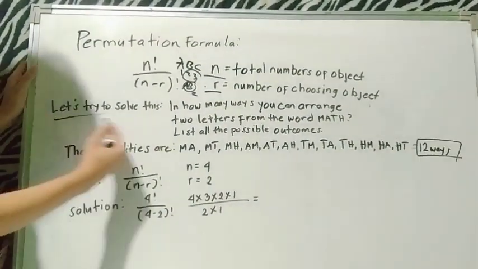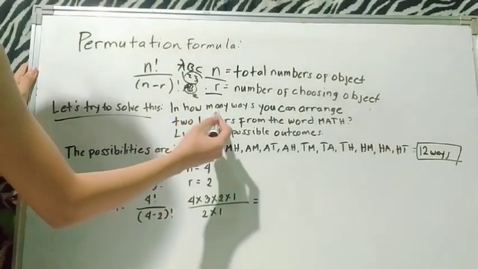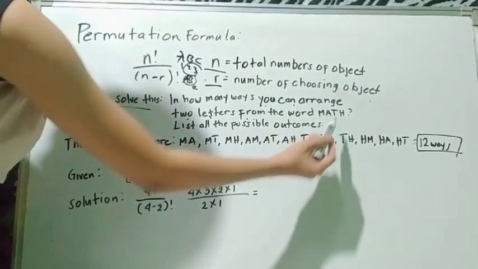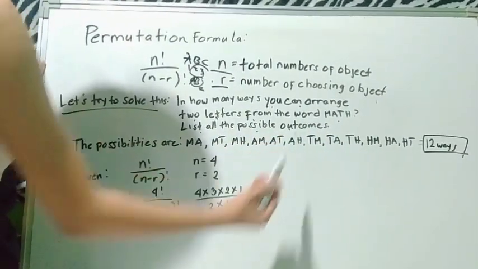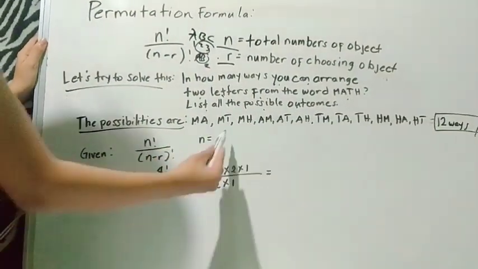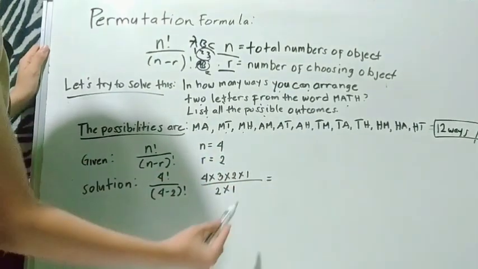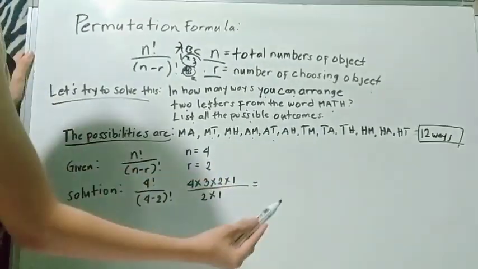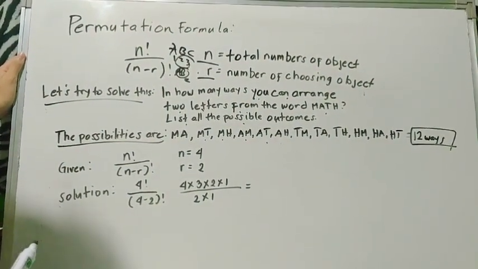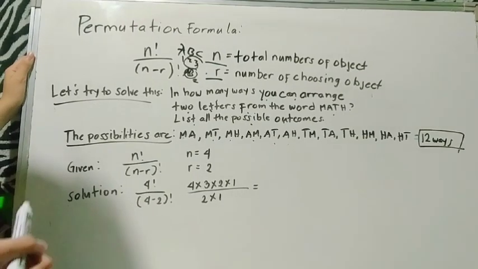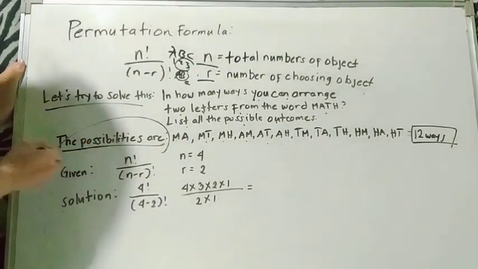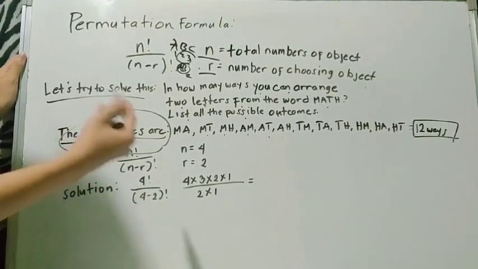Let's try to solve this. In how many ways can you arrange 2 letters from the word MATH? List all the possible outcomes. The possible outcomes are MA, MT, MH, AM, AT, AH, TM, TA, TH, HM, HA, and HT. So there are 12 ways. It's quite time-consuming when we use this method.